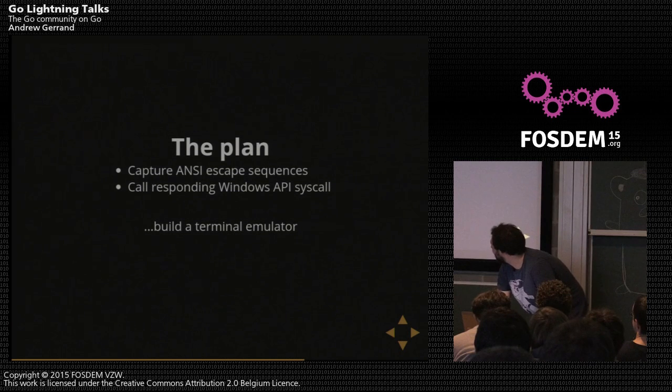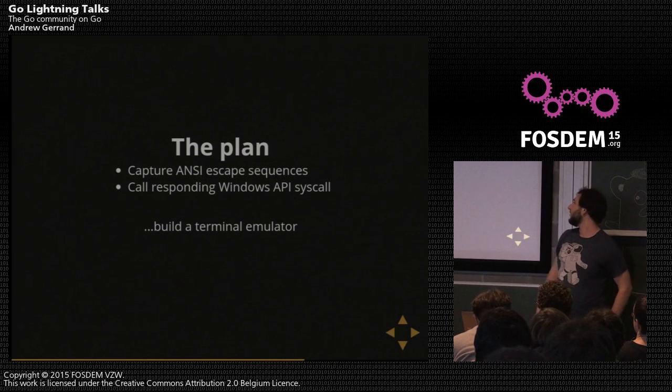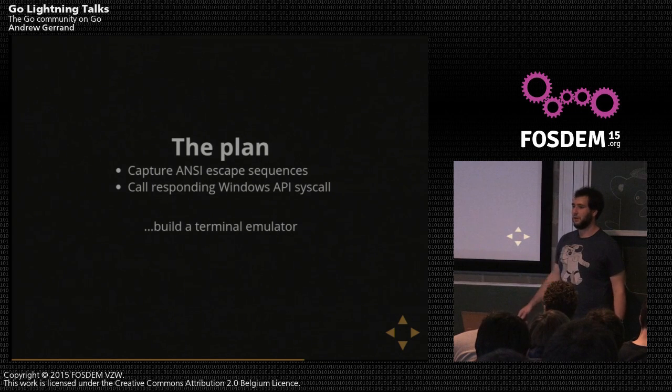So how are we going to fix this? Basically, we have to capture the ANSI escape sequences and call corresponding Windows API calls so that we can do things with the terminal. So basically, build a terminal emulator.